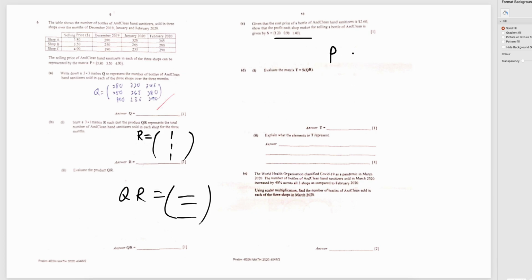The price is this, right? The selling price is this, from here. And then they say the cost is 260. So without using matrix, they say the profit is this.